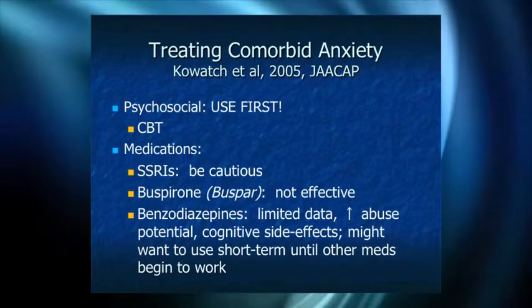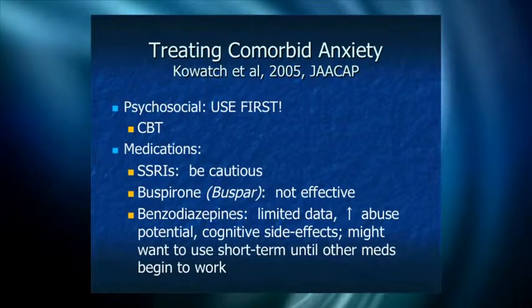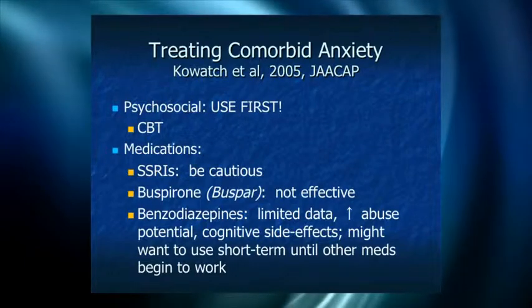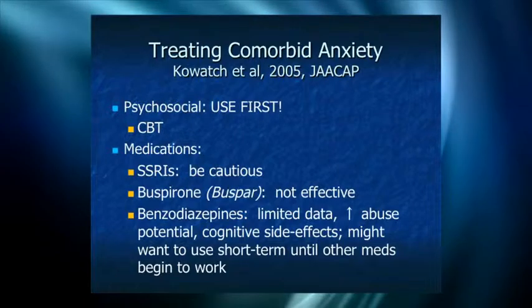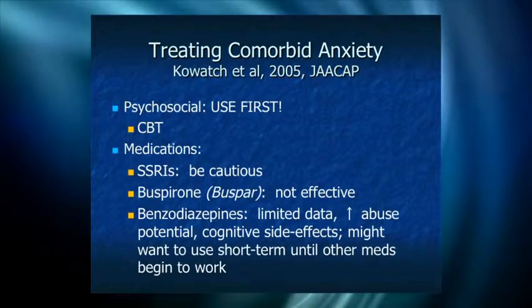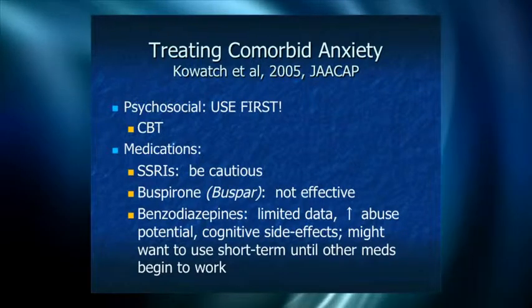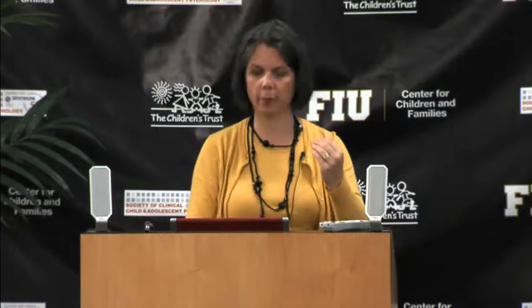SSRIs, you want to be very cautious because, again, remember SSRIs can trigger mania. So if you've got somebody who's comorbid, you want to be very careful about that. Buspirone is not effective, and the benzodiazepines have limited data. They have great abuse potential. There are cognitive side effects. Some people will use them in a very short-term capacity while you're waiting for the other medications or you're waiting for the CBT to really kick into gear and take care of the problem.